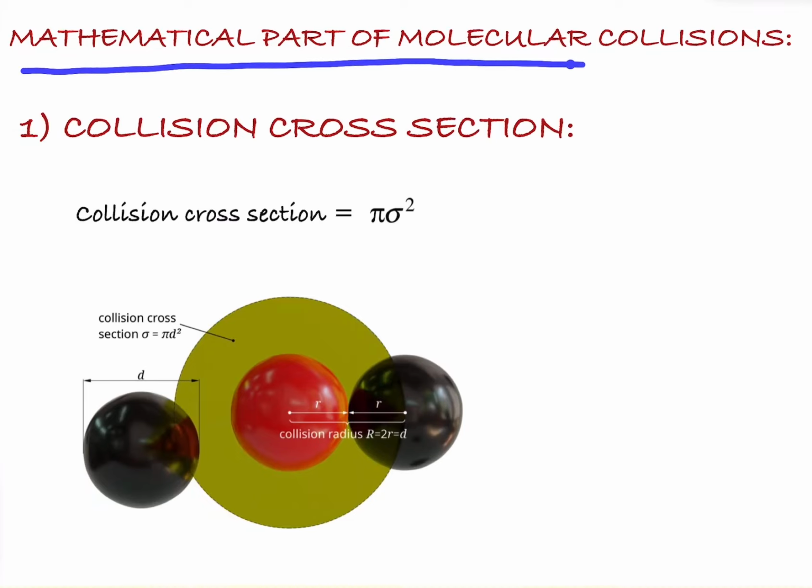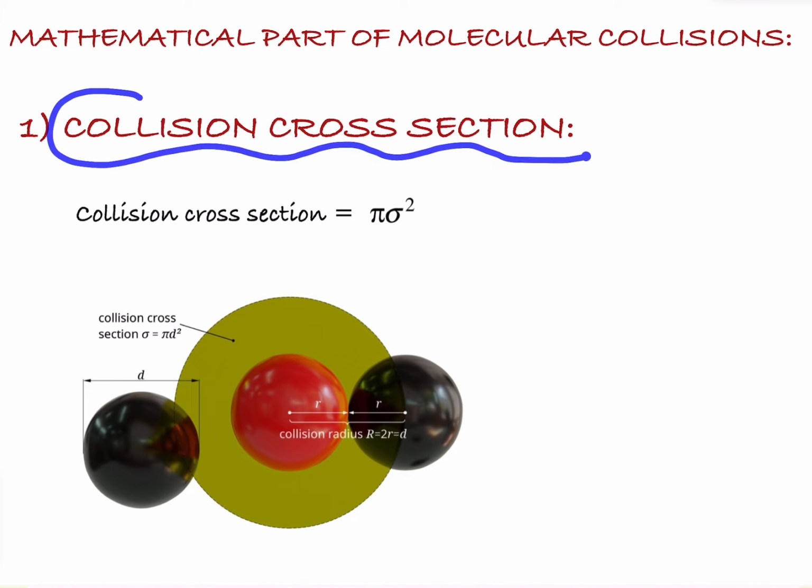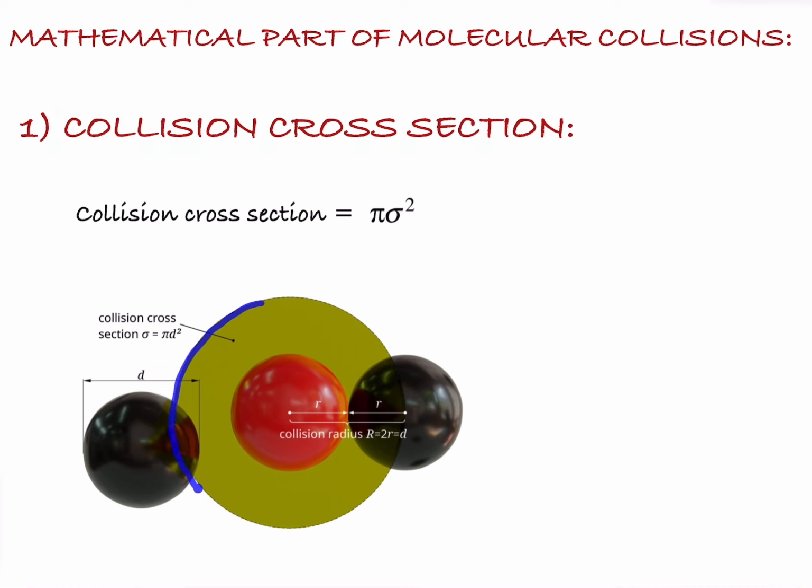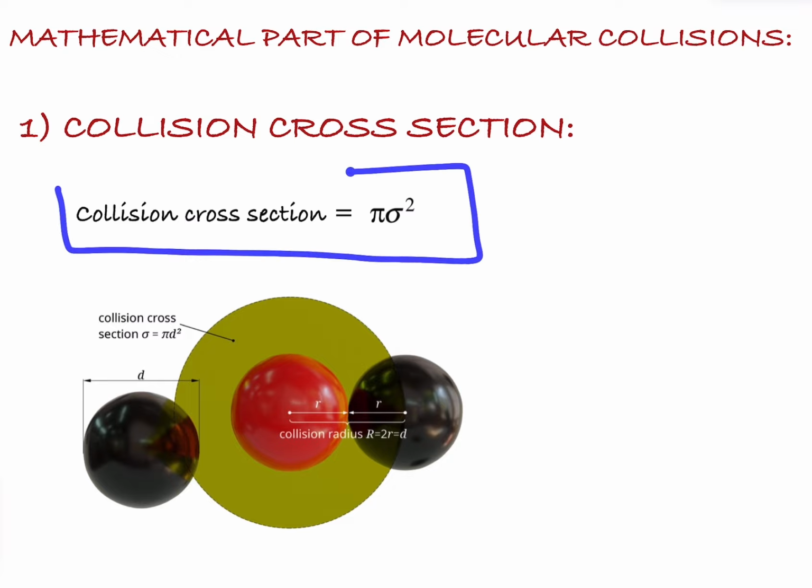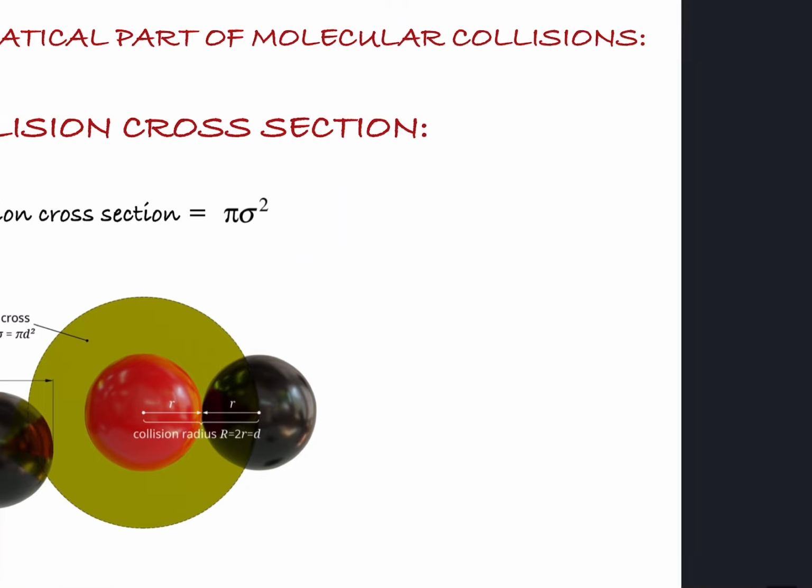We are going to discuss the mathematical part of molecular collisions. The first one is the collision cross section. The collision cross section definition we already covered in the previous video. So here this is a collision cross section, and it is mathematically the area of this particular circle, and the collision radius is sigma. As a result, the area of this circle will be equal to pi sigma square. Collision cross section is equal to pi sigma square.